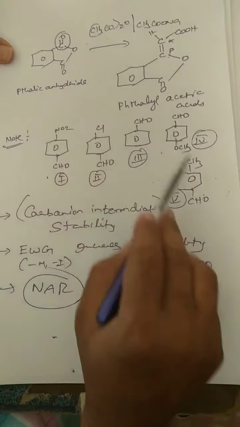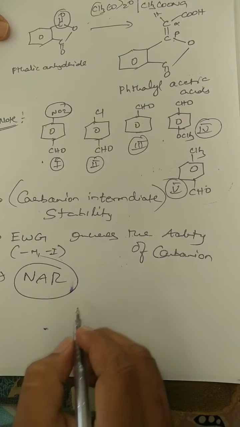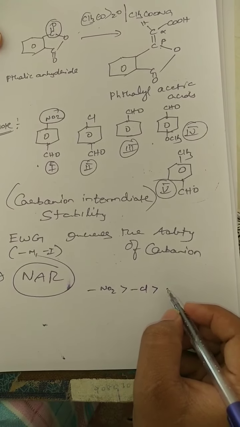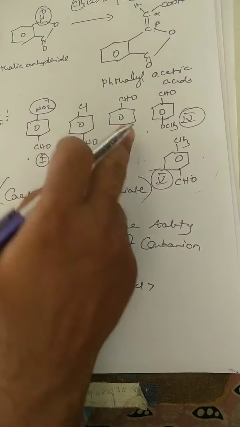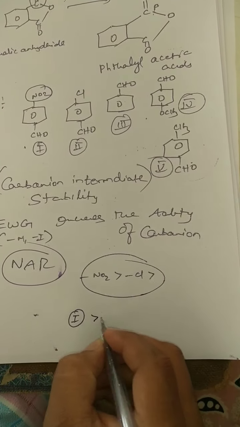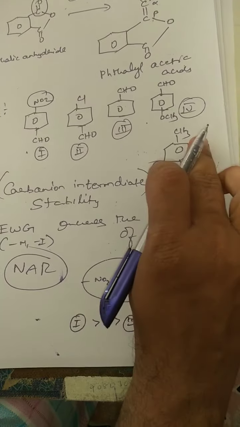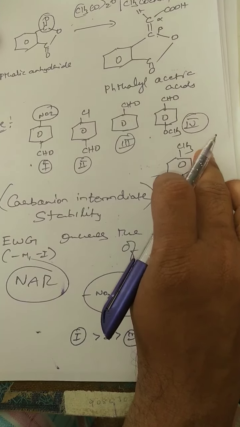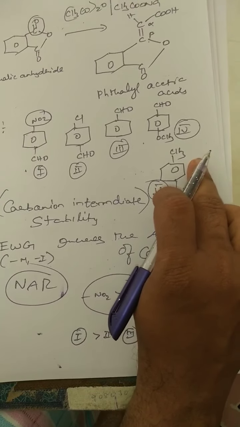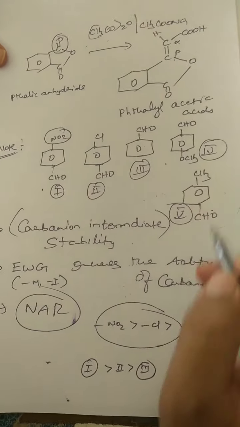Here, which compound undergoes effective nucleophilic addition reaction? You already know the NO2 group is more powerful than the Cl group. OCH3 group is a plus M group. So NO2 and Cl are powerful withdrawing groups, that's why 1 greater than 2 greater than 3. OCH3 is a releasing group, CH3 is also a releasing group. If an electron releasing group is there, it will not undergo nucleophilic addition reaction easily. OCH3 is the best releasing group, so it will come last.